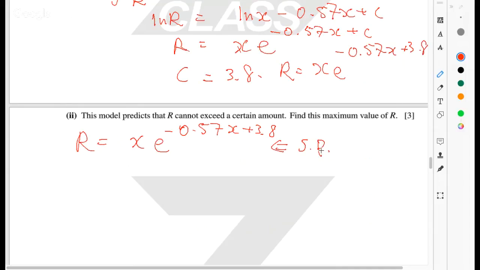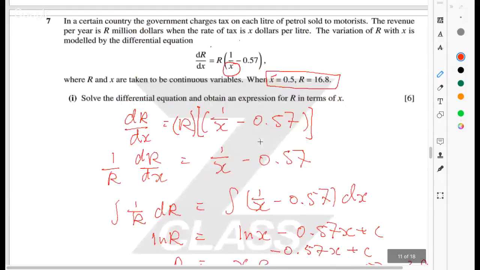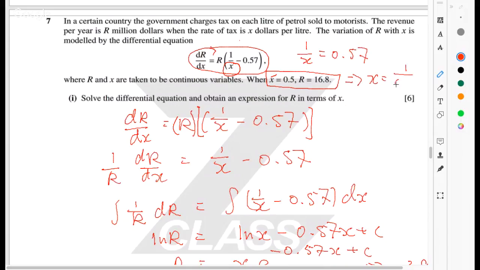But that would be too much trouble because we're given a formula for the derivative of r in the first part of the question. And it's really obvious to see that this will equal 0 when 1 over x is equal to 0.57. So that gives us the answer straight away: when x is equal to 1 over 0.57, dr by dx will be 0. And evaluating r at that point gives you the maximum value of r.